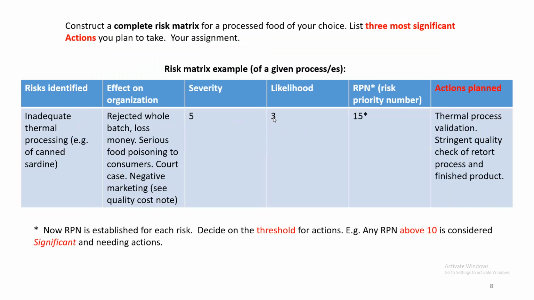Okay, so there is an RPN number there. What is the meaning of risk priority number? If I'm not mistaken, we can discuss it in the class. So 5 multiplied by 3, RPN is risk priority number. So 5 multiplied by 3, you have 15, and you establish a threshold whereby if you get an RPN above 10, you consider that as significant, and because it is significant, it needs action. So your RPN for inadequate thermal processing needs action. The action is thermal process validation and stringent quality check of the retort process and finished product evaluation for safety.